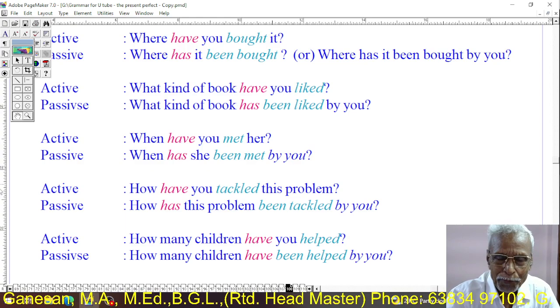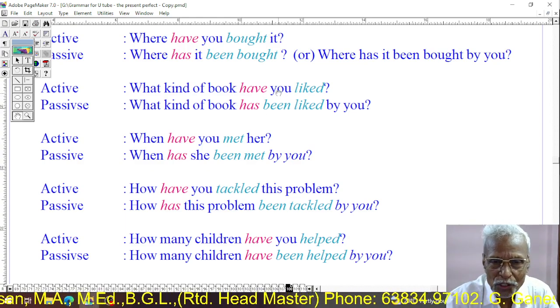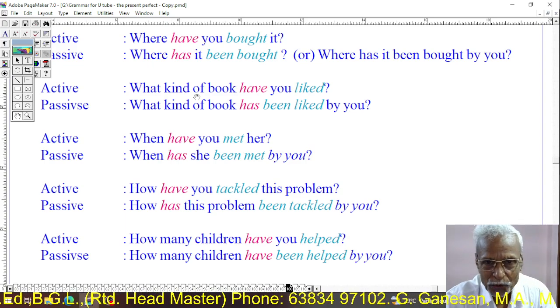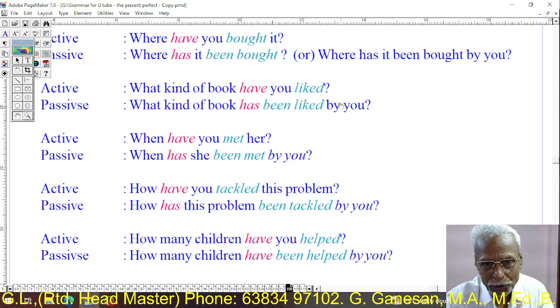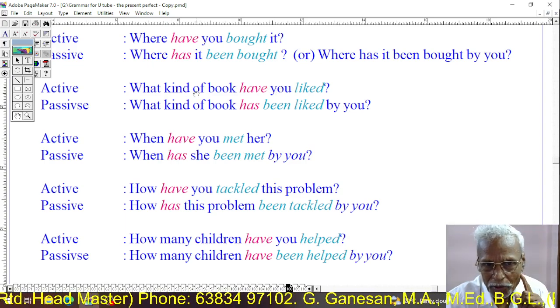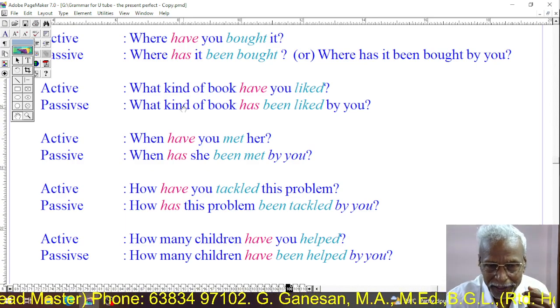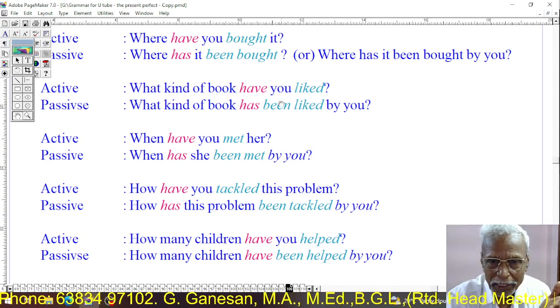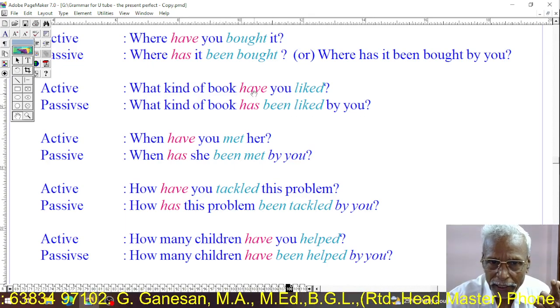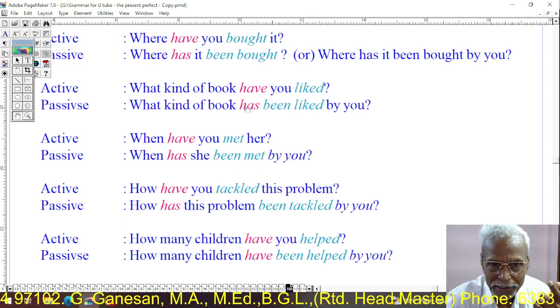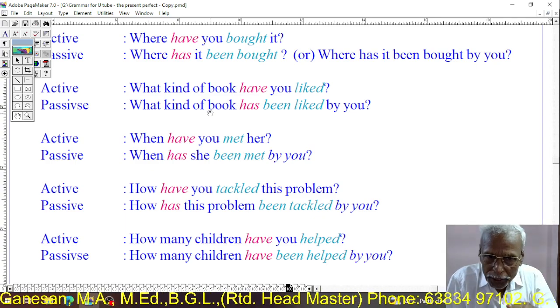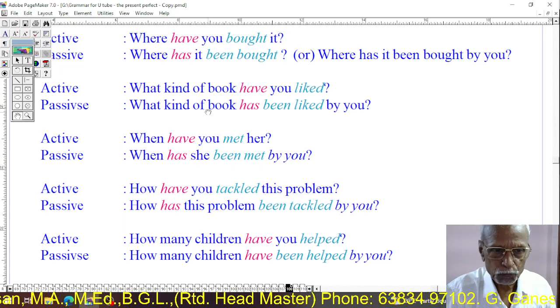Here, you see, in the active form, "you" is the subject and "what kind of book" is the object. In the passive form, "you" has been changed into "by you." Here, "what kind of book," the object, has become the subject in the passive form. What kind of book has been liked by you? Here have refers to you, here has refers to book. Okay? What kind of book have you liked? What kind of book has been liked by you?